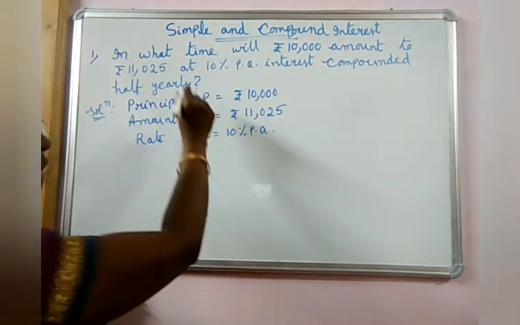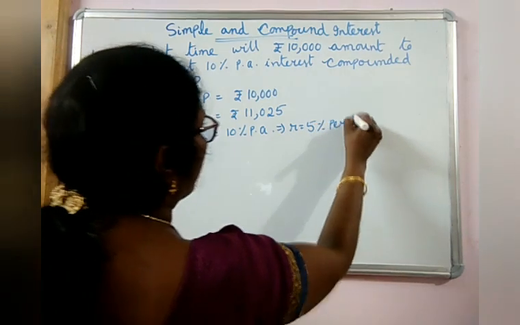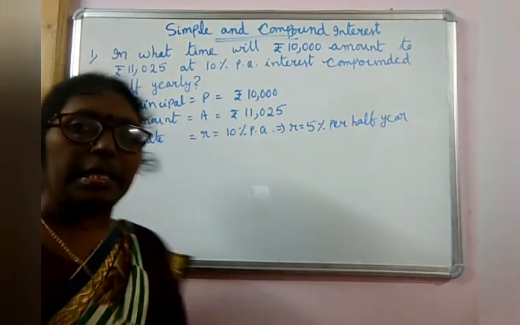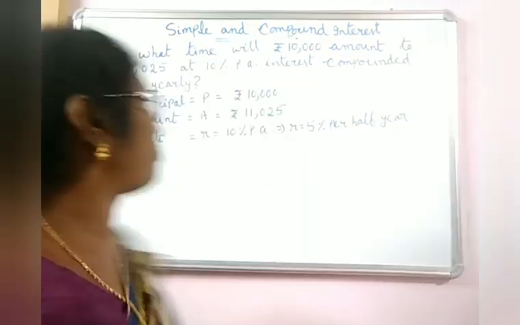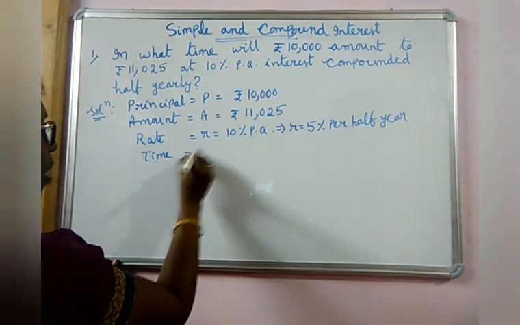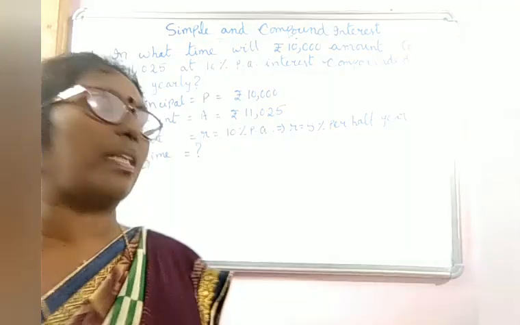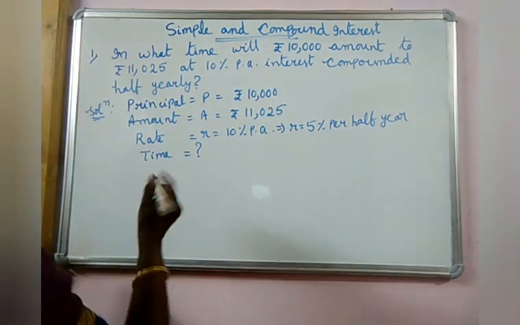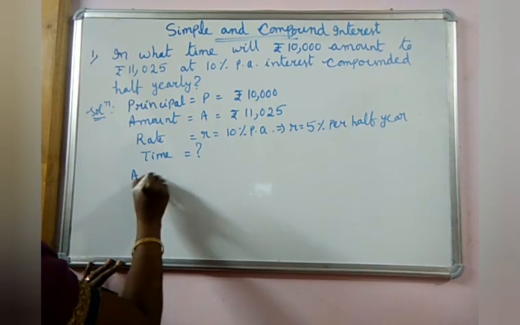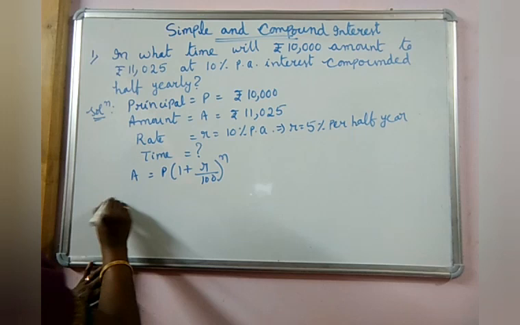Interest compounded half yearly. That means R equal to 5% per half year. If the interest is compounded half yearly, the rate also should be for a half year. And time you have to find out. In the formula, n is the number of half years in this case. A equal to P into (1 plus R by 100) whole to the power n.